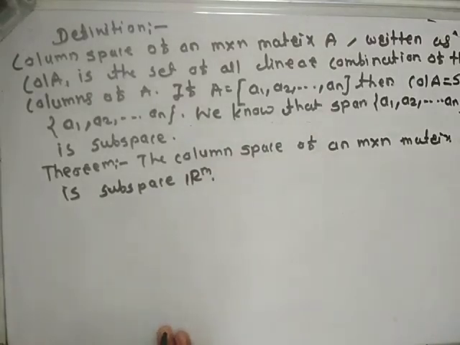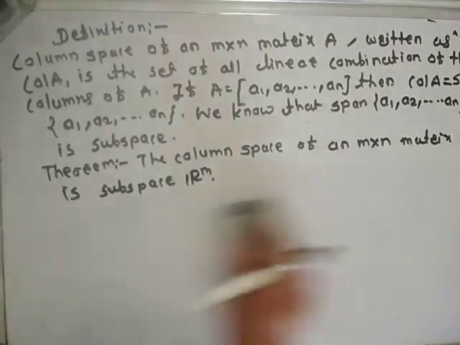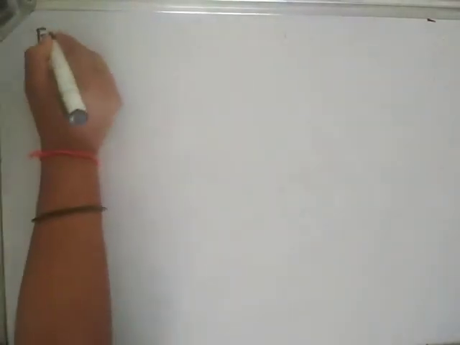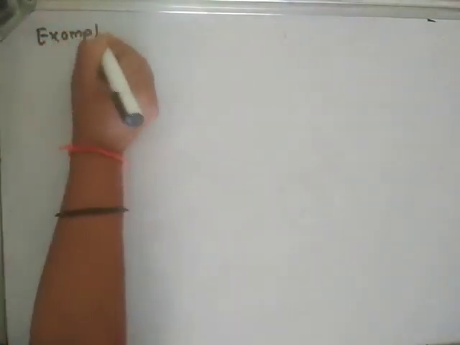Okay, we are not going to see proof of this theorem. Just remember that the column space of an m by n matrix A is a subspace of Rn. Let us take an example. Column space of A is what? It is the set of all linear combinations of columns of matrix A.